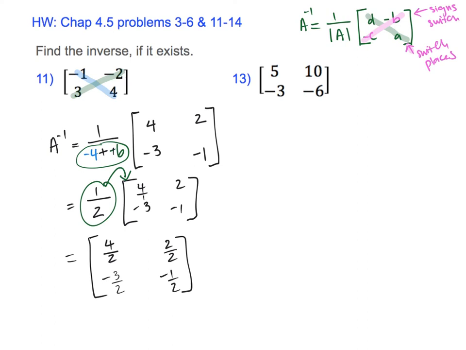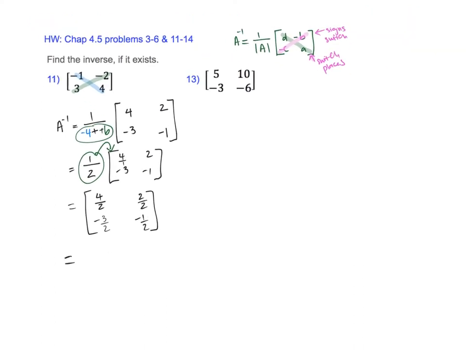And then if I were to just clean this up a little bit, I can see that the top number here, 4 over 2, is just 2. 2 over 2 is 1. -3 over 2, I'll just keep it as a fraction because that doesn't reduce. And then the bottom one's -1 over 2. So looking at this here, it looks like this is my inverse matrix. Basically, if I were to multiply this matrix with this matrix, I would get that identity matrix again, which is what's supposed to happen.